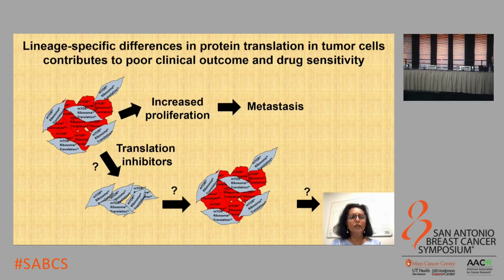So in conclusion, using single-cell analysis of CTCs enriched from metastatic breast cancer patients, we show that tumors are a mixture of epithelial and mesenchymal tumor cells. And these epithelial tumor cells are more proliferative and they harbor increased expression of ribosomal proteins, translational processes, and mTOR activity, and are more competent in forming metastasis.